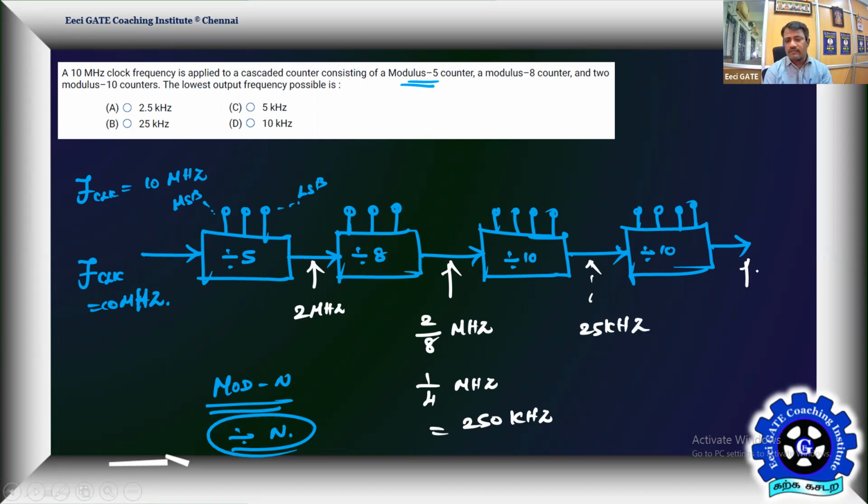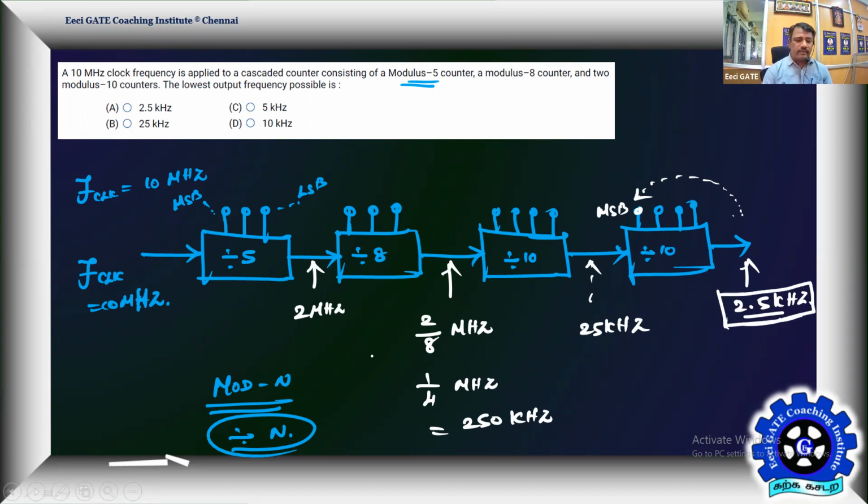Then this frequency, 25 kilohertz divided by 10, is going to be 2.5 kilohertz. That's going to be the frequency of your MSB bit. The frequency of the MSB bit in the last decade counter, the divide by 10 counter, will have the lowest frequency. So what is the problem asking? The lowest output frequency possible. Yes, that's the lowest frequency, and the problem is over.